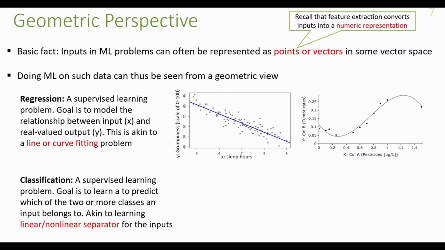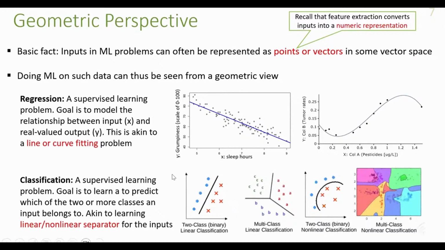In the classification problem, our goal is to learn a model that can predict which of two or more classes an input belongs to, right? So the input may belong to some finite number of classes. In a classification problem, we are given some finite number of classes, and our goal is to predict the correct class for any given input, right?